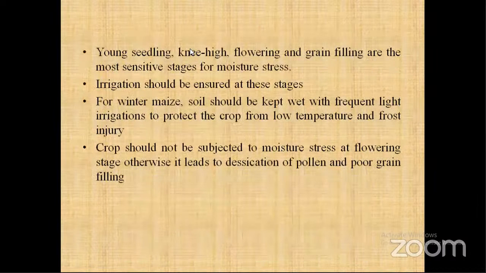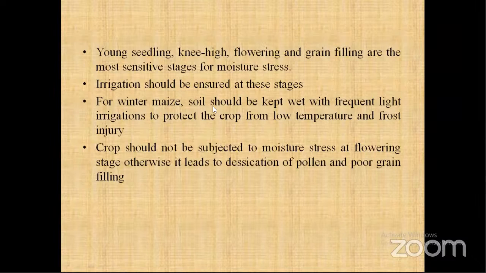Young seedling, knee high means it comes around 30 to 35 days. It is a vegetative stage. Young seedling, knee high, flowering, grain filling. All these four growth stages are the most sensitive stages for moisture stress. If these are affected by moisture stress, yield will be reduced. So irrigation should be ensured at all these stages.